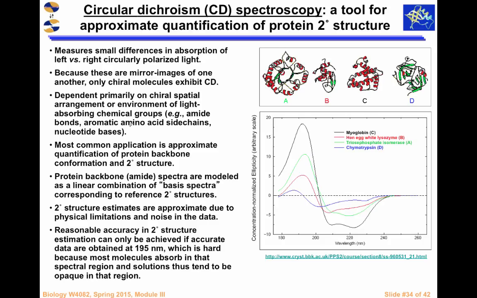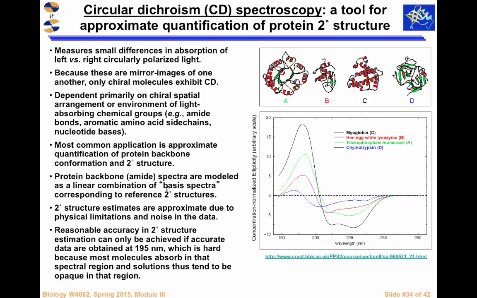But you can also look at amino acid side chains and nucleotide bases. They absorb light, and they at least have chiral arrangements in the polymers where they exist. The most common application is approximate quantification of protein backbone conformation and secondary structure. That's the application shown over here. In this application, the protein backbone means the amide bond. These amide bond spectra are modeled as a linear combination of basis spectra corresponding to reference secondary structures. That's explained in a slide later on.